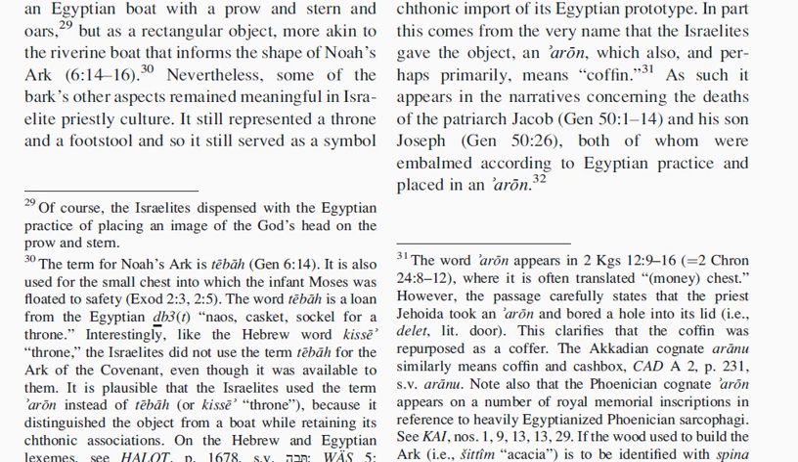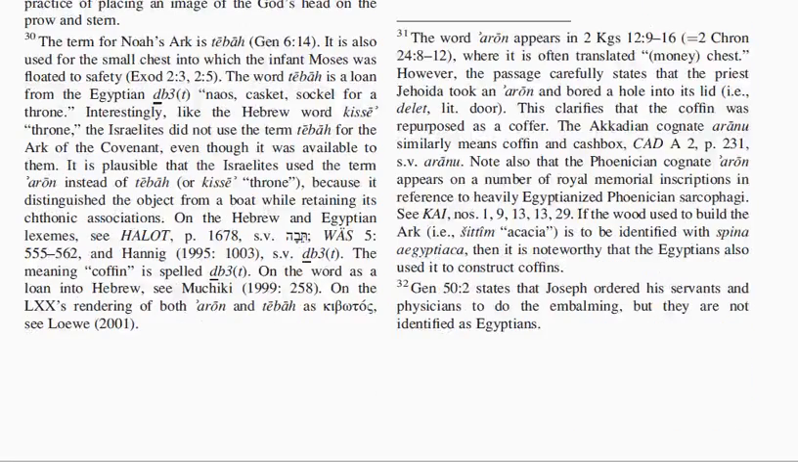As such, it appears in the narratives concerning the deaths of the patriarch Jacob, Genesis chapter 50 verses 1 to 14, and his son Joseph, Genesis chapter 50 verse 26, both of whom were embalmed according to Egyptian practice and placed in an Aron.